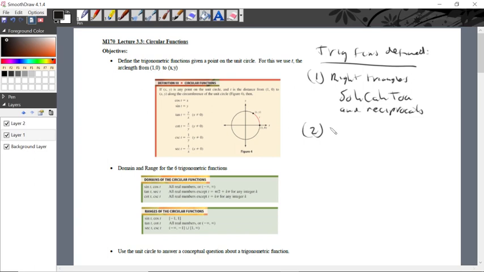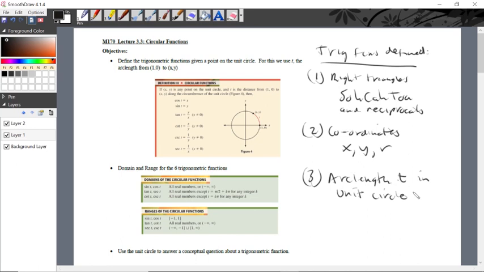The second time we did it with coordinates. That's where we had x and y coordinates and r, the radius. Okay. Now the third definition right here is where we are going to be using arc length. Arc length t, where t is the arc length specifically in the unit circle.